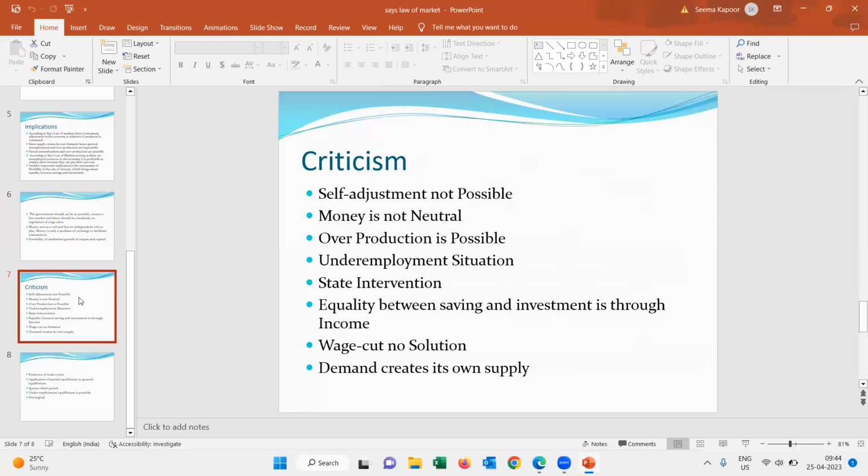So the basic concept on which Say's law is based, that supply creates its own demand, was criticized by Keynes. That means the foundation of classical theory was criticized by Keynes and the post-Keynesian economists. Thank you.